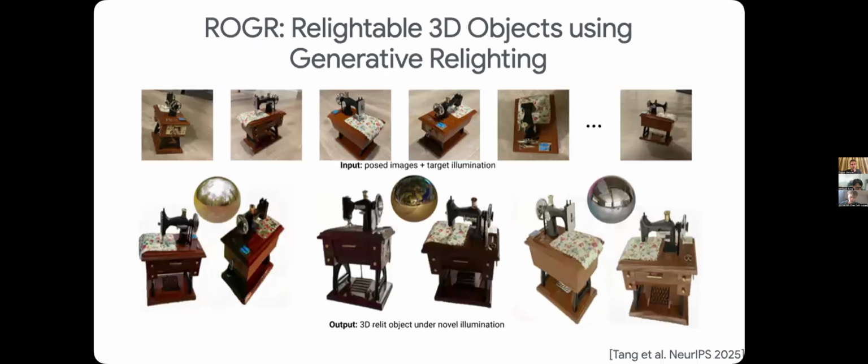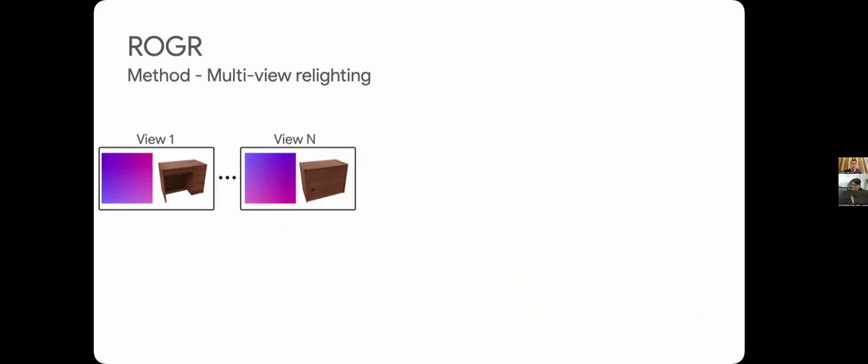We address this task in our method called Roger. Here, given posed images and a target illumination, the goal is to produce a 3D model under novel illumination. To achieve this, we train a multi-view relighting model, similar to the multi-view models for Cat3D and Bolt3D, but this time for relighting. The difference here is that the input is not only a set of images and their corresponding poses, but also has a light condition.